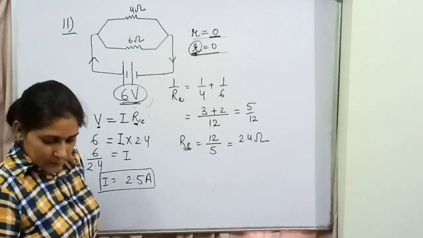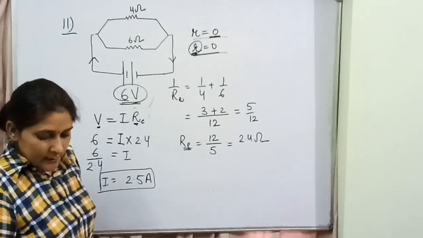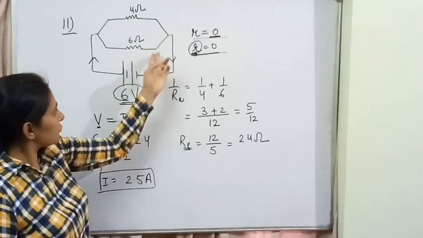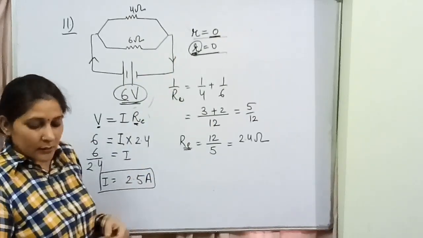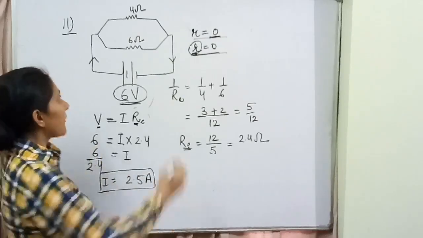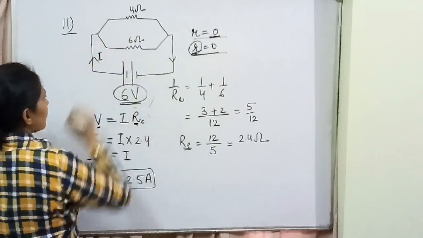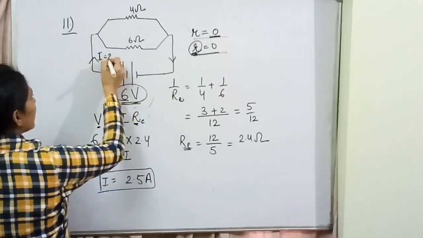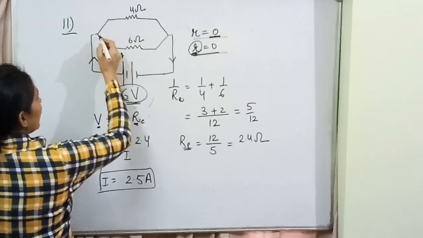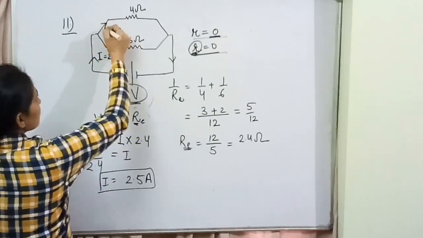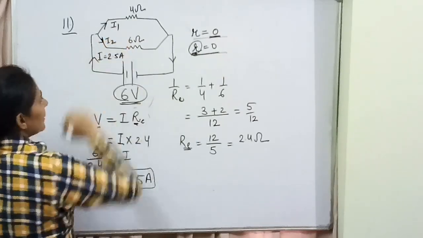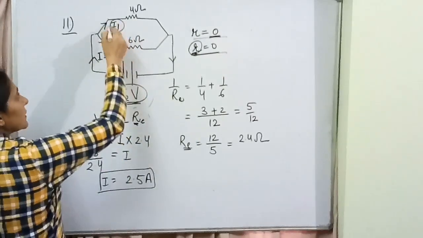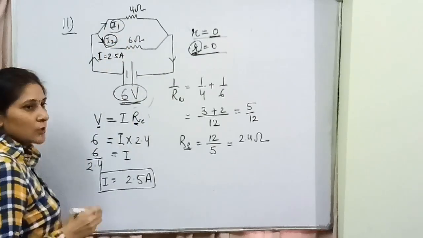First we have to draw the diagram, the second is to find the value of current, and the third is the current through each resistor. Here, this is current I which is going over here. We found the value of I as 2.5 ampere, but the current has two paths to flow, so it flows as I1 from here and I2 from here. So in the third part you need to find the values of I1 and I2.